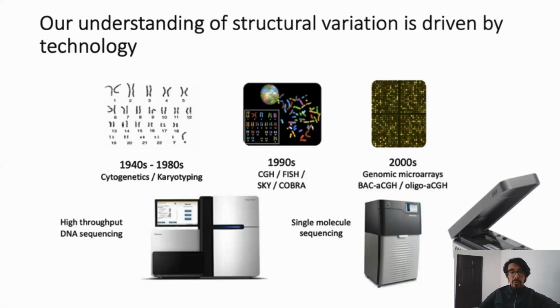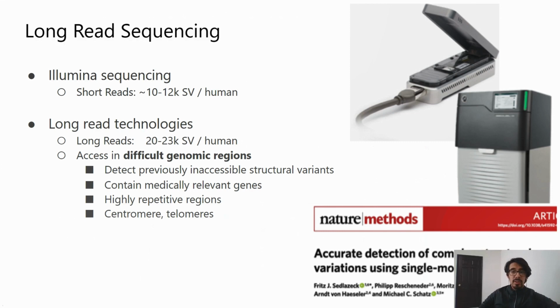Then, with fluorescence technology, we were able to have a better resolution on these translocation events. Following, microarray data gave us access to gene gains and losses. Finally, with short and long-read sequencing, we're now able to detect more structural variants. However, Illumina sequencing is not able to easily identify these events, as it detects roughly between 10 to 12,000 structural variants per human genome. On the other hand, with long-read technology, we're able to detect twice the number of structural variants per genome.